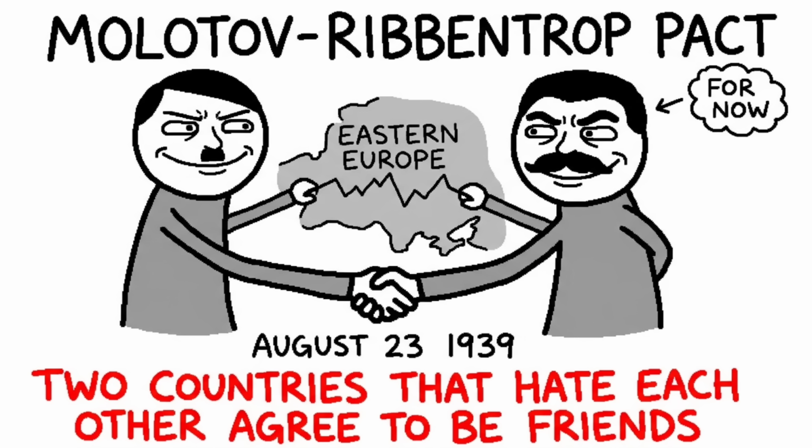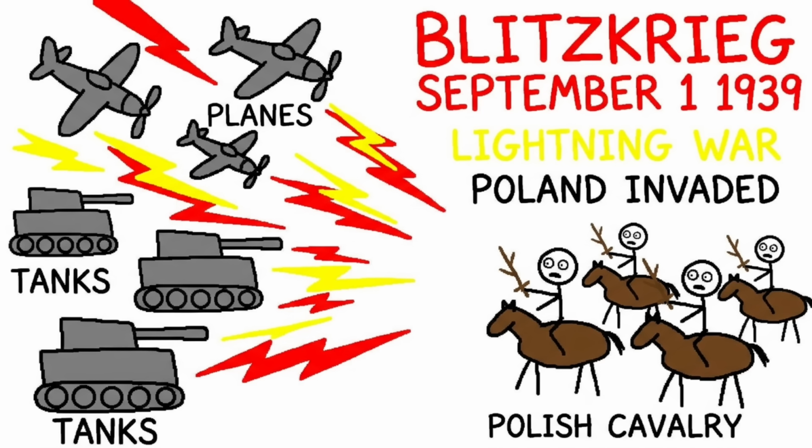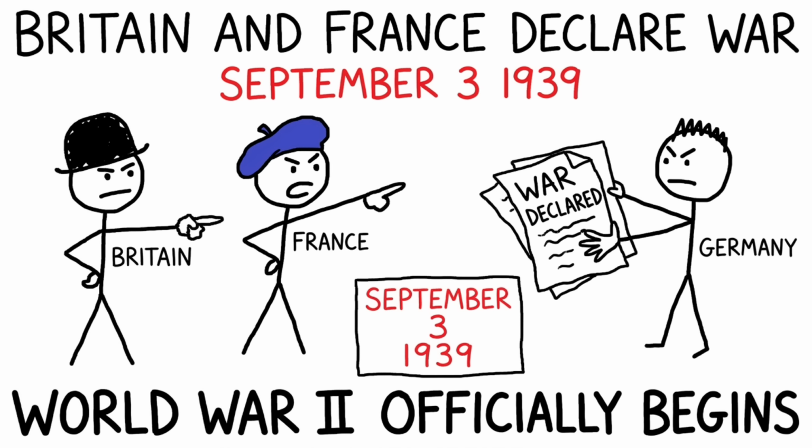On August 23, 1939, Germany and the Soviet Union signed the Molotov-Ribbentrop Pact, a non-aggression agreement that secretly divided Eastern Europe between them. Two countries that hated each other agreeing to be friends, for now. Then on September 1, 1939, Germany invaded Poland using a new kind of fast-moving military strategy called Blitzkrieg, lightning war. Tanks, aircraft, and infantry moving together at terrifying speed. Poland's military, still partly on horseback, didn't stand a chance. Two days later, on September 3, 1939, Britain and France declared war on Germany. World War II had officially begun.